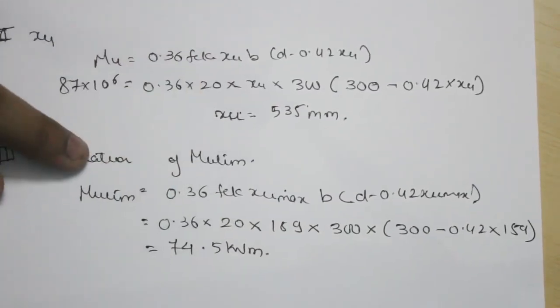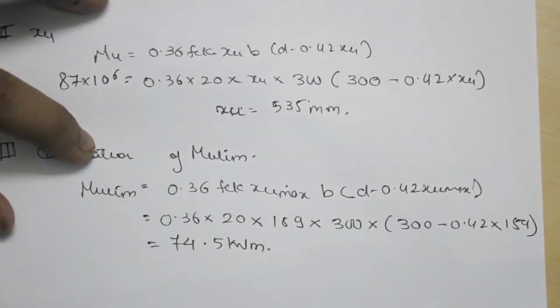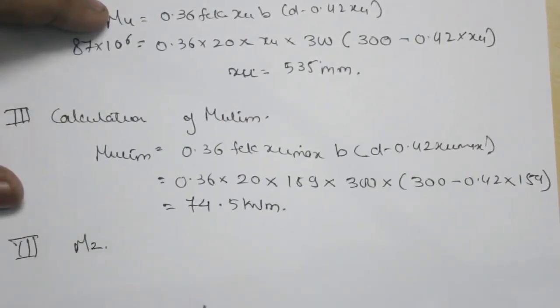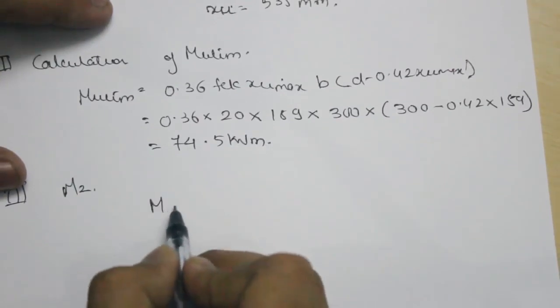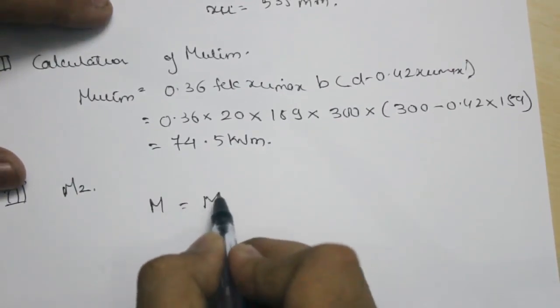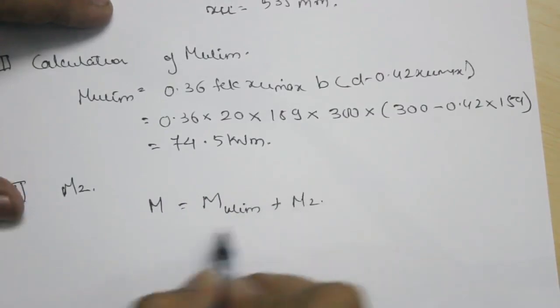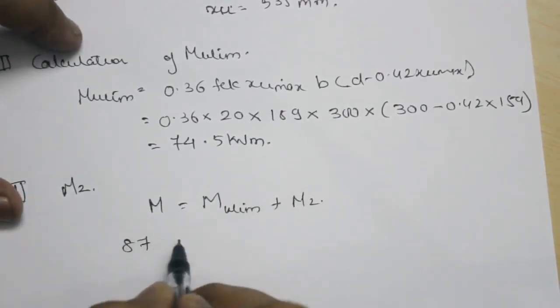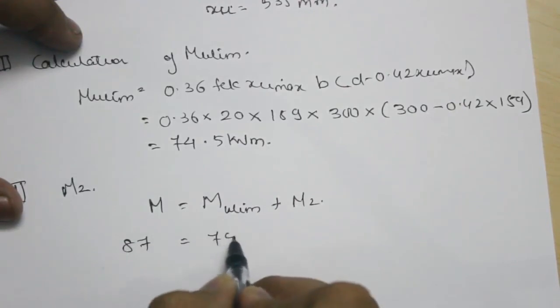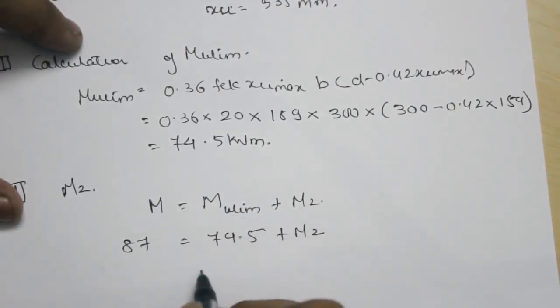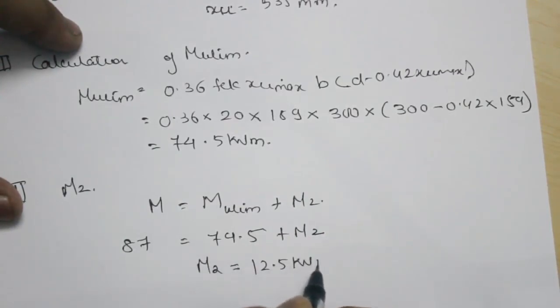Once you get the value of Mu limited, we can calculate the value of M2. So the third step would be calculation of M2. Your total moment is made up of two moments, Mu limited plus M2. So total moment is 87, and the ultimate moment is 74.5. If you solve for M2, you get M2 as 12.5 kilonewton meter.